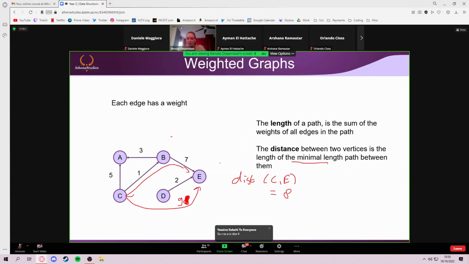Oh, another question. So C to A would be distance 4. Yeah, exactly. So you could take this path or this path. This one has the shortest distance or the shortest length. So this is going to be the distance 4. Exactly.